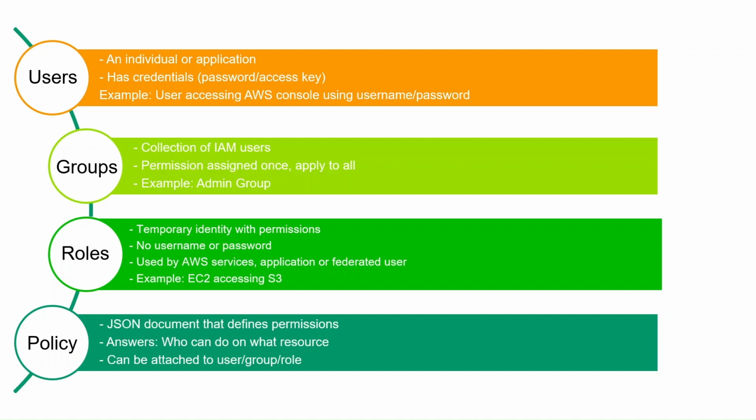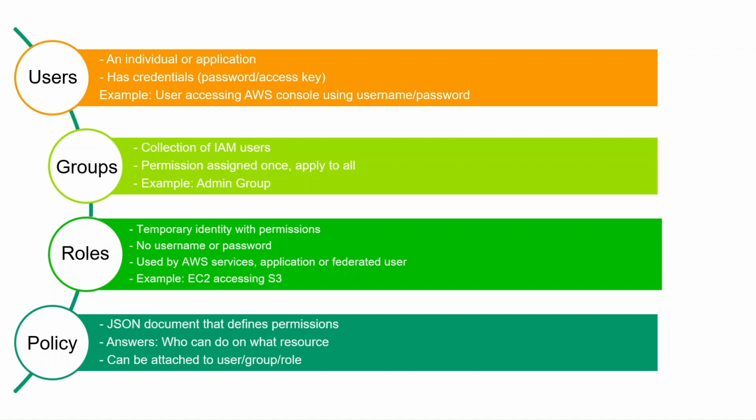Roles are a temporary identity with permissions. A role doesn't require a username or password, so it is basically used by AWS services, applications or federated users. For example, I have an application running on EC2, which is Elastic Compute Cloud offered by AWS, and that application wants to access S3, which is a storage service offered by AWS. Now, to access the service, it needs to have certain permissions. Without permission, it cannot access it. So that level of access can be controlled by a role. We'll see in detail how we create a role and how we actually give permission.